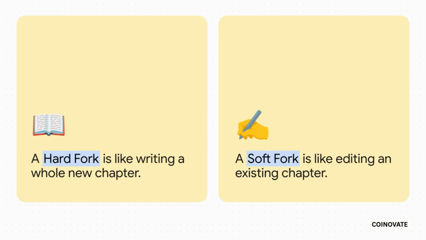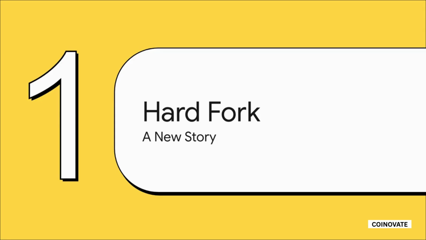Think of a hard fork as writing a whole new chapter. A total rewrite that could completely change the plot. A soft fork, though, that's more like a subtle edit. You're just tweaking an existing chapter, maybe fixing a typo or adding a bit of detail, but the main story stays exactly the same. Okay, so let's dig into the first one.